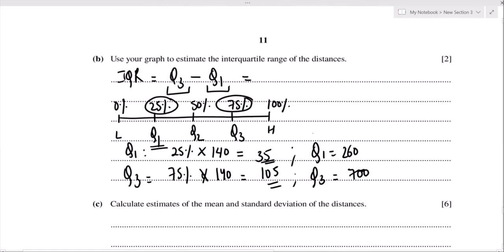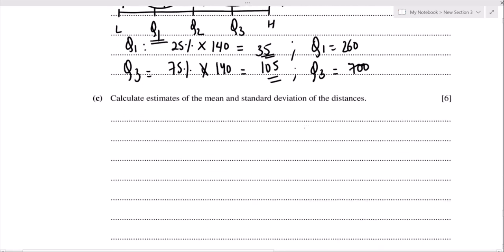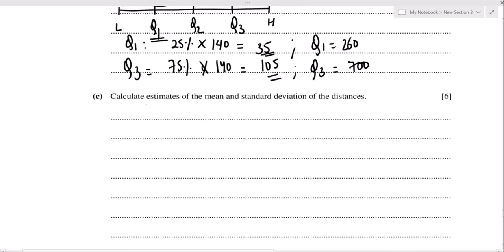Q3. Now the interquartile range is just going to be the difference. So that's 700 minus 260, which gives the value of 440. Now for the third part, we need to figure out the estimates of the mean and the standard deviation of the distances.